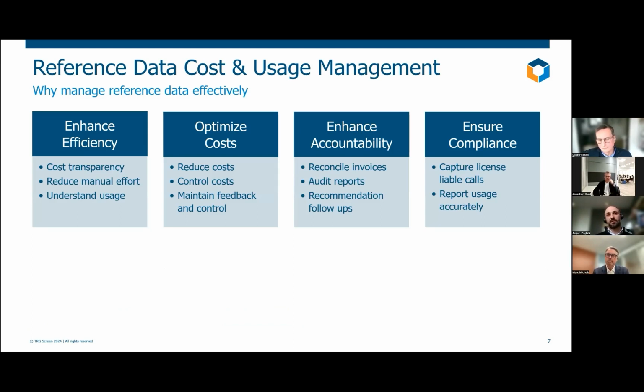We want to optimize costs, of course. That's a big topic that we hear and talk about, but not just reduce spend once. We want to make sure that once we reduce it, we keep it under control. We need to enhance accountability as well. This is all part of the governance area, making sure that our invoices are reconciled, we can generate audit reports in a timely way, and follow up any tasks within the organization, such as recommendations for usage and compliance. And of course, ensure compliance.